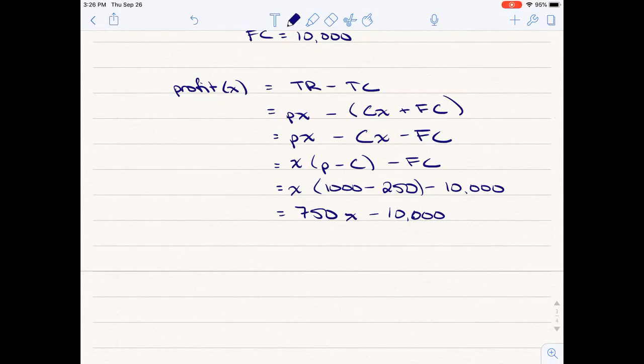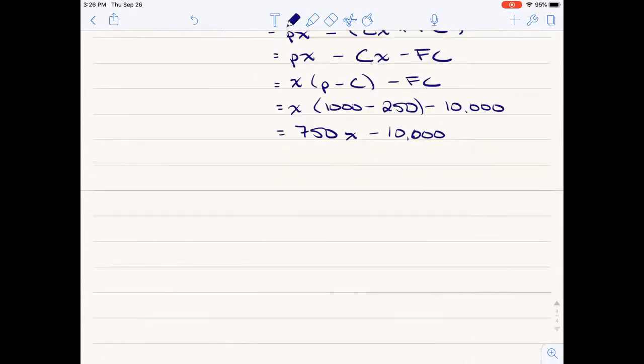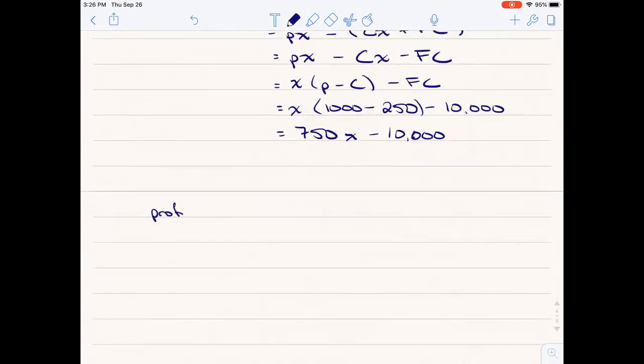Now that we have this profit function, sure, we can go through and find the profit at 12 units, the profit at 13 units, 14 units, 15 units, like I think the question asks. But let's start with the profit at 12 units is 750 times 12 minus 10,000.